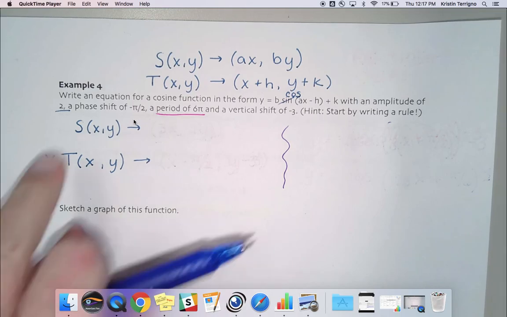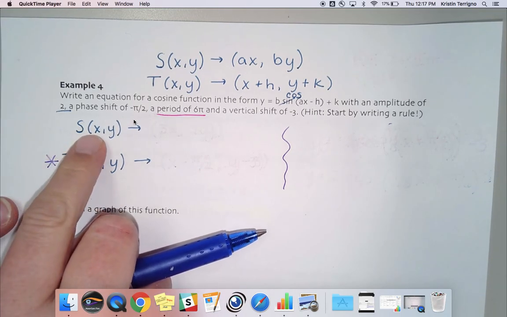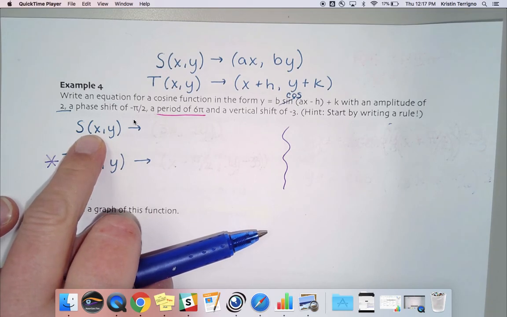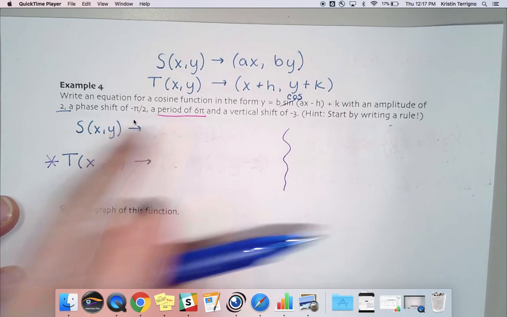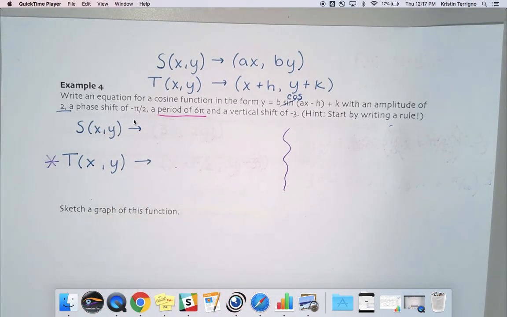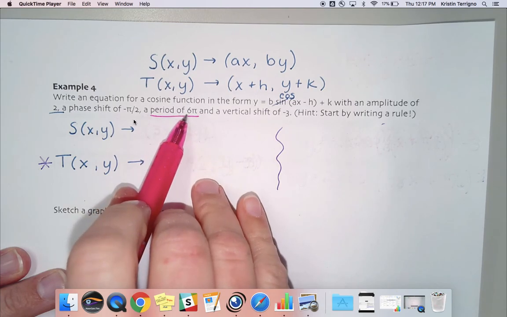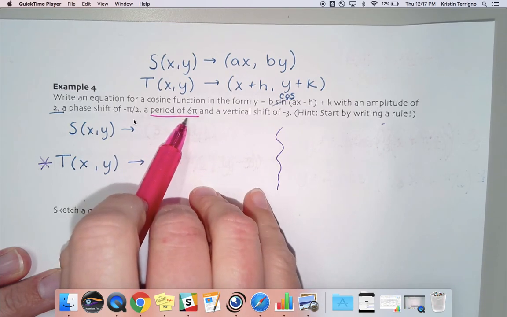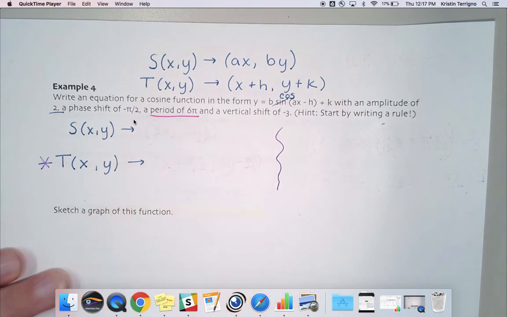So when I start wanting to write my size change rule, my size change on my x's, that's going to be affecting my horizontal shrink and horizontal stretch, which really is going to change the period of my function. Now the period is the only one that you have to do a little bit of calculation for, and it's not a difficult one, but we want to think about what happened to our period. So I don't care so much that my period is 6 pi. I care about how did it change from what it was originally.